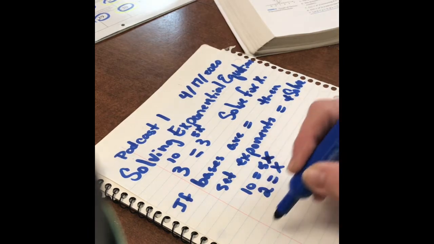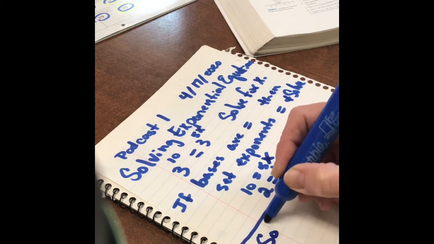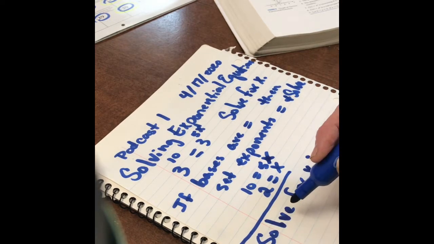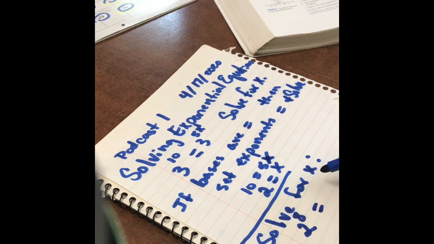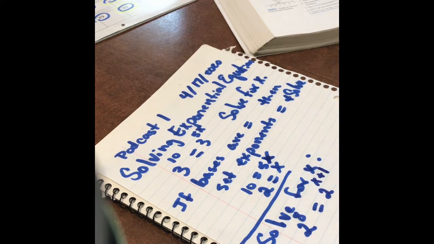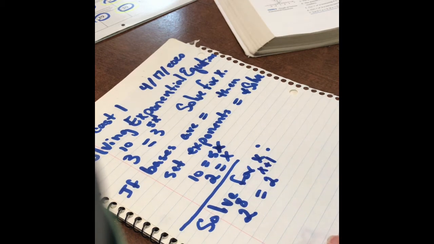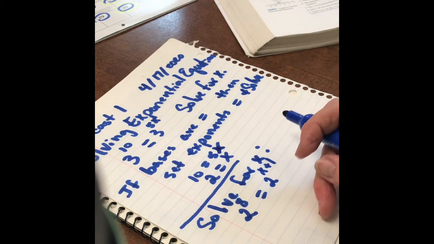So here's the problem I would like for you to do. Solve for x. 2 to the 8th is equal to 2 to the x plus 1. Solve for x. So you hit pause and work it, and I'll go throw in some laundry and you can come back.